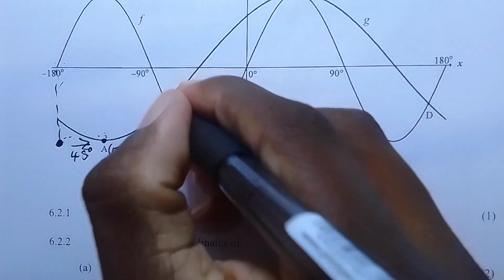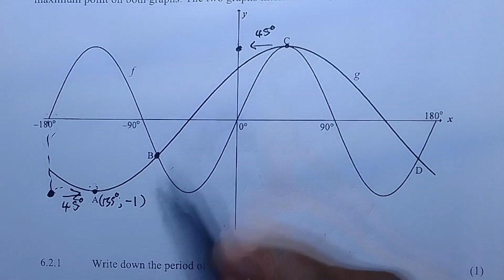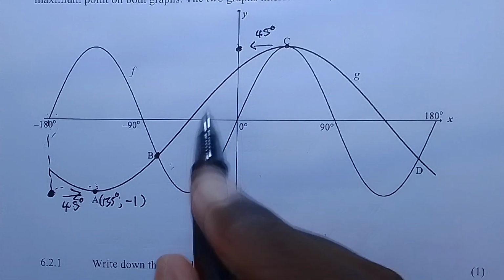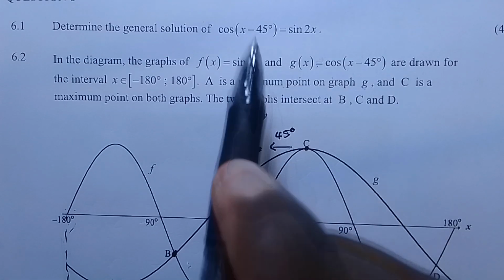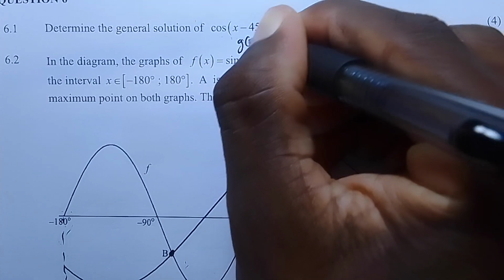Coordinates of B. B is the intersection between the two functions. Intersection, that is the first one that is less than 0. Now this is cos(x minus 45), which is g of x.